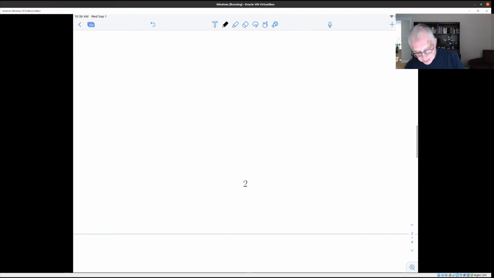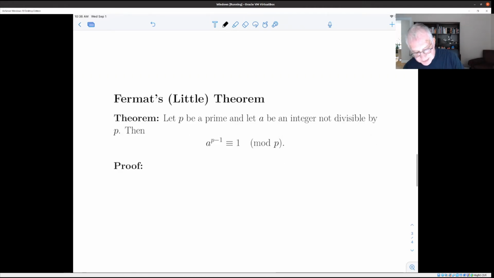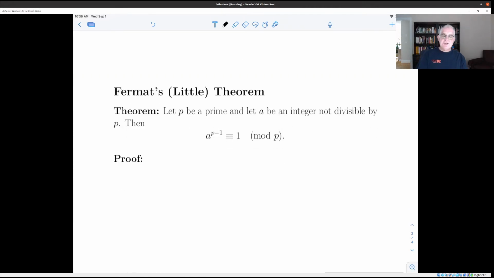Now let's apply Lagrange's theorem to U of p. This is usually stated as Fermat's little theorem. It says that if p is a prime number and a is an integer not divisible by p, then a to the p minus 1 is congruent to 1 mod p. So what's the proof here? Let's use, first of all, the fact that U of p has p minus 1 elements.